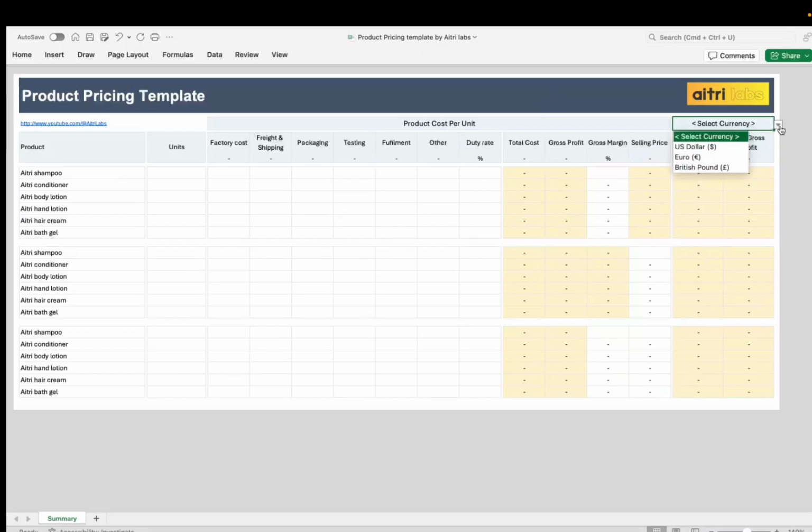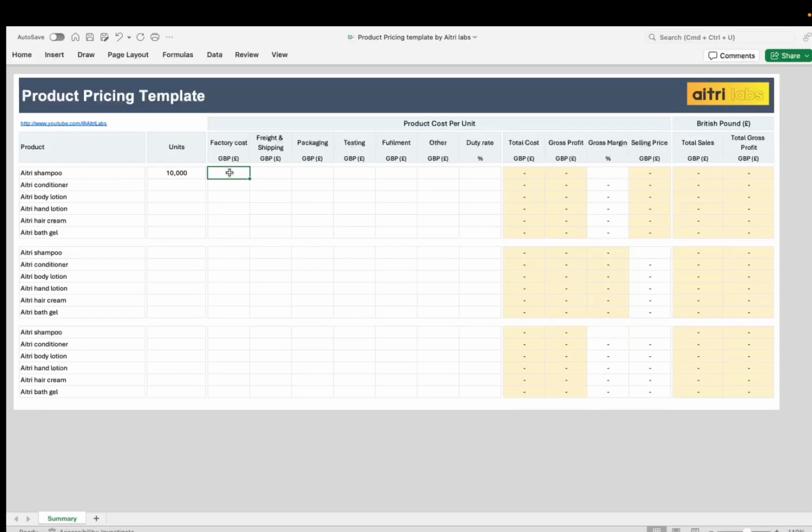You can select between 3 currencies: US dollar, euro, British pounds. I'll give you a guess as to what currency I'm going to use. Yes, British pound, that automatically populates there. So I'm going to use the Aitri shampoo line in this scenario. For this shampoo, I'm going to start with 10,000 units.